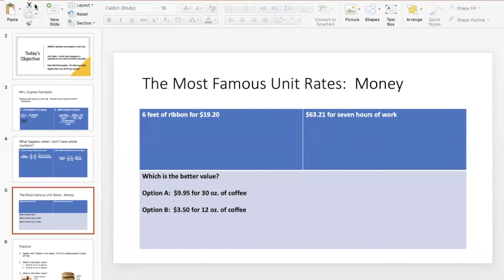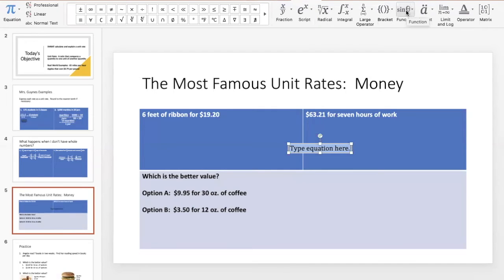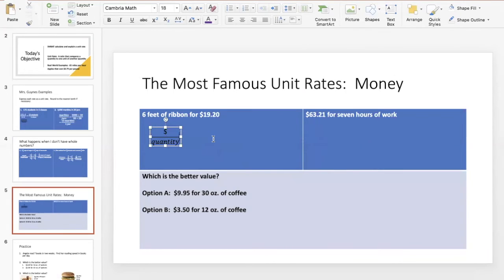When I have unit rates with money, kind of like with speed, all of them look the same way. And we always put the money over the quantity. So in this example, we're going to have $19.20 over 6.